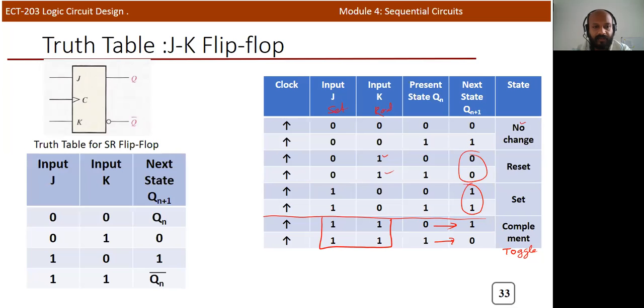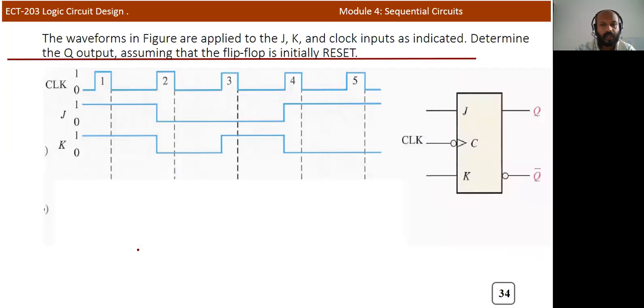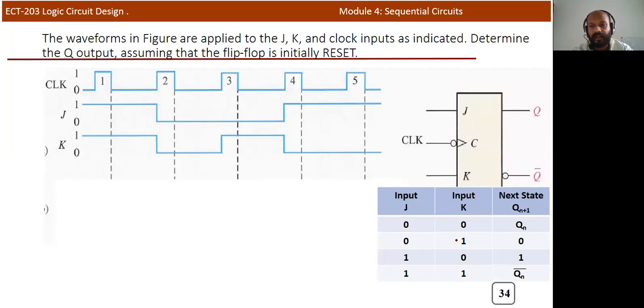So now we can simplify the JK flip-flop truth table like this. When the inputs are 0 0, Qn+1 is equal to Qn. When it is 0 1, you can think about the reset condition, so reset is equal to 1 and output becomes 0. In this particular case, set is equal to 1, so output becomes 1. And when there is 1 1 input in the case of JK flip-flop, Qn+1 is equal to Qn bar, it will just complement the previous state. So this is the truth table of JK flip-flop.